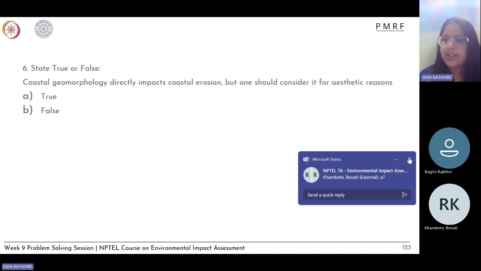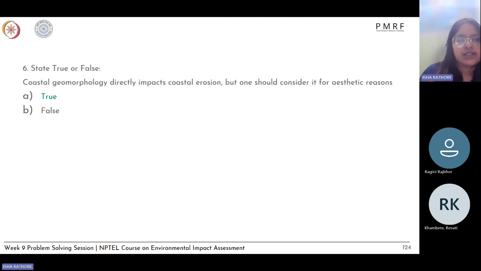Okay, we have one answer A. Okay, so A is the correct answer. So coastal geomorphology directly impacts your coastal erosion, which is happening, but you also consider it for aesthetic reasons. One of the reasons for this is because a lot of coastal regions have aesthetic value associated with them. That is, the coastal beaches or these kind of areas, they generate a lot of tourism related benefits as well. So that is one of the financial sources of a lot of the population which lives in the coastal region. So we consider it for aesthetic reasons as well.